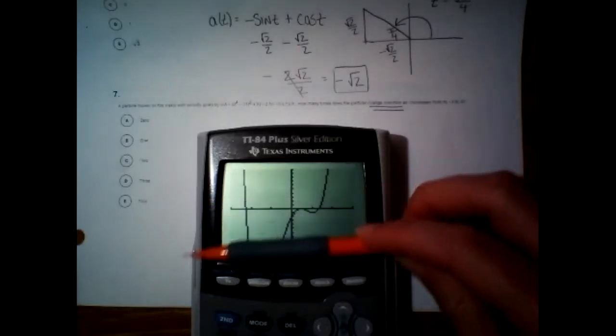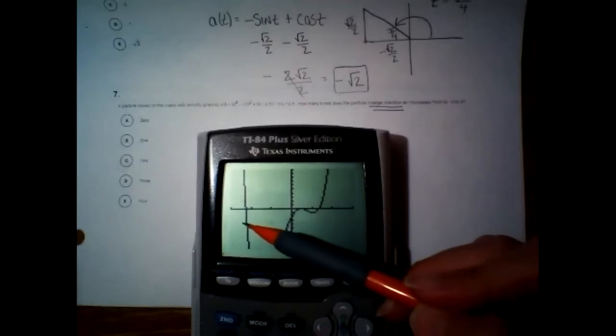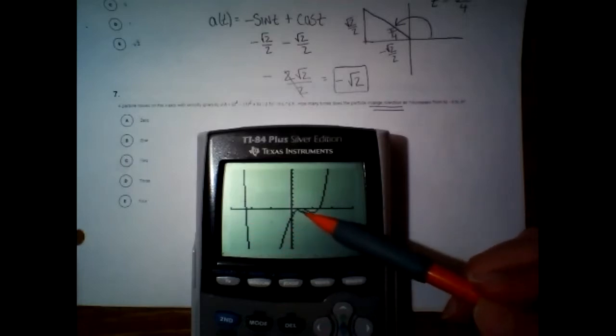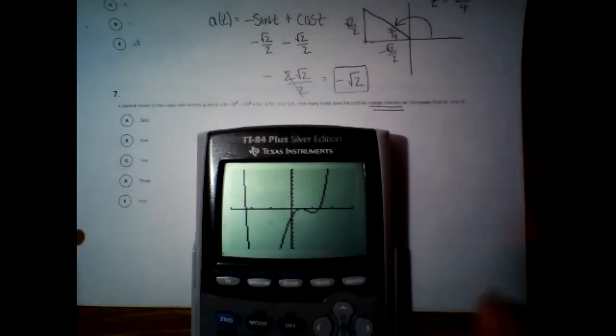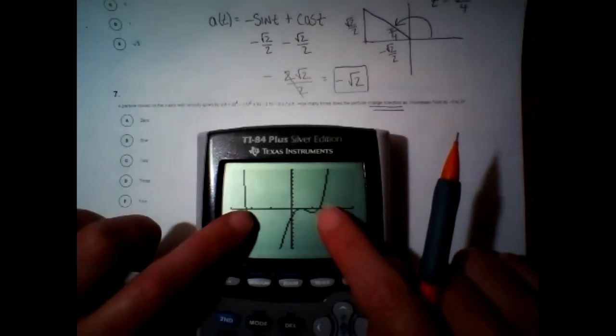It stays below sea level. So it's like the particle was moving to the left, stopped, and then continued moving to the left. So it doesn't count as a change in direction. So we only get 2, just these 2. And so that one is C.